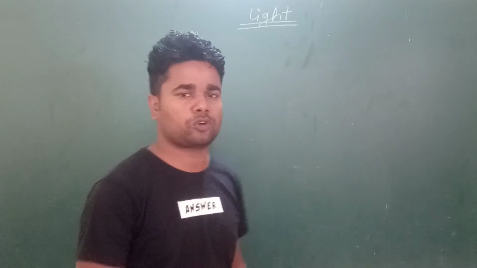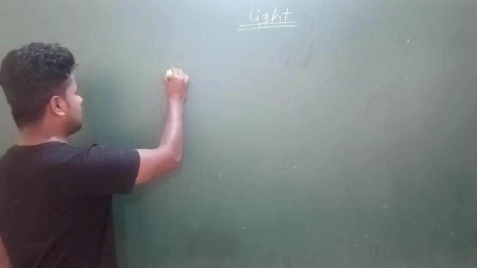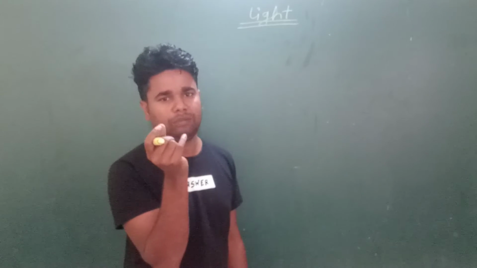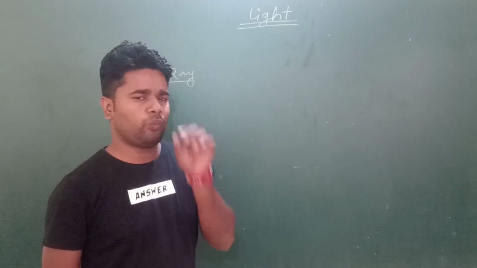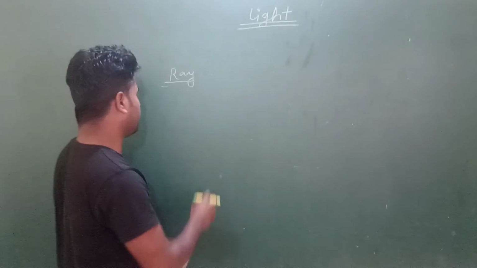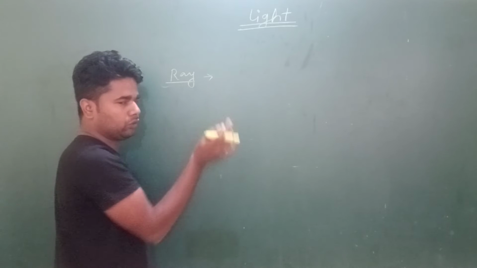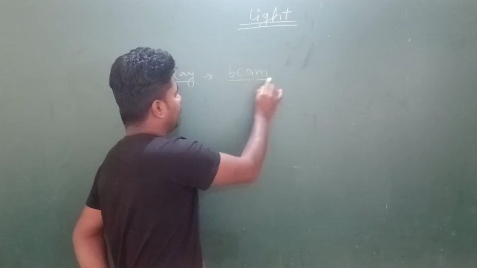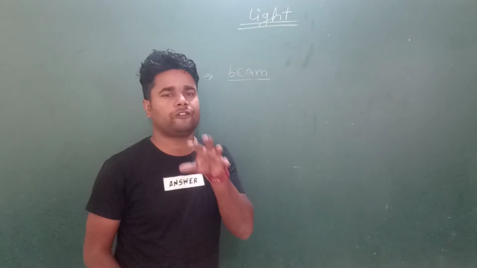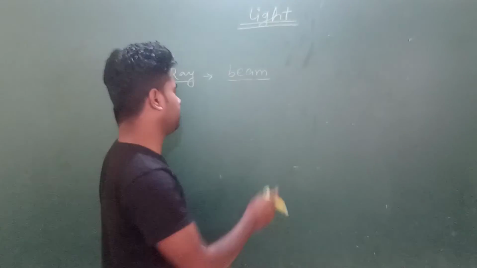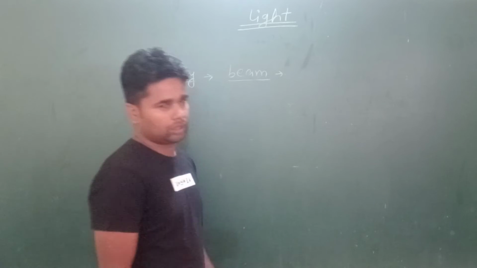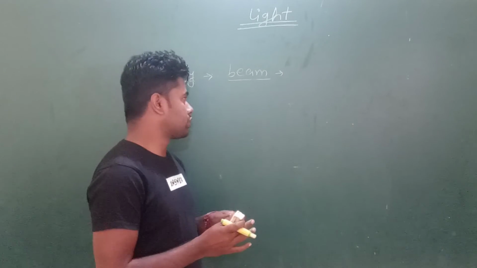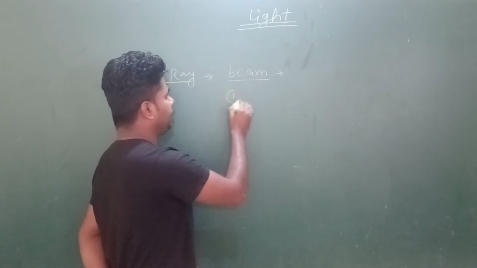Now we have to discuss the ray. Ray means one unit of a light beam, one particle of light, is known as a ray, and a group of rays is known as a beam. Beam is a kind of light which consists of lots of rays. So the definition of beam: a bundle of rays of light is known as a beam.